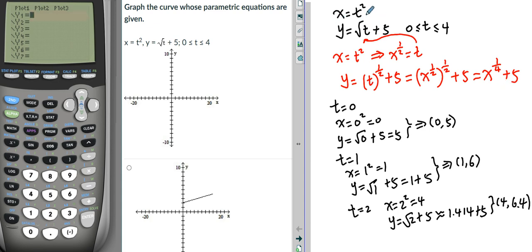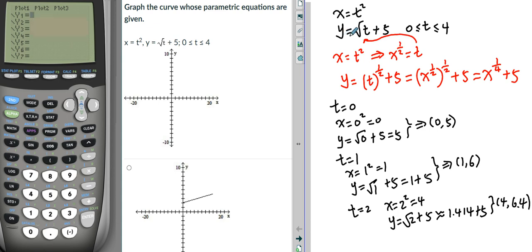X equals t squared. Take the square root of both sides. On the left-hand side, the square root is x to the 1/2. On the right-hand side, the square root is just t. Now you have t equals x to the 1/2. You may replace t with x to the 1/2.